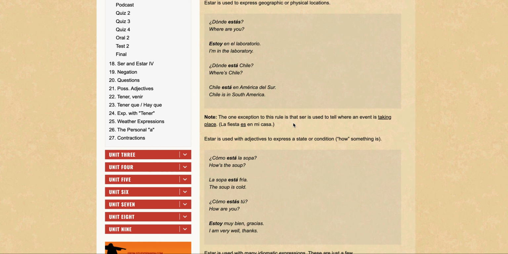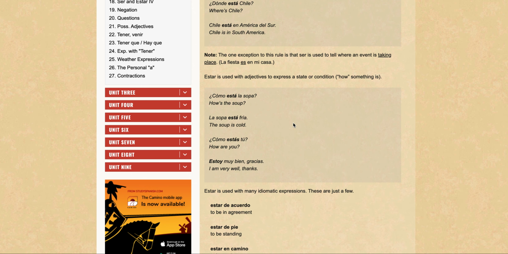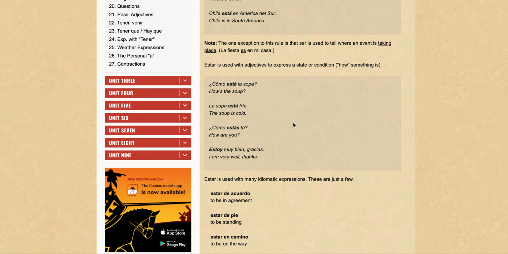Es en mi casa. All right, so now let's move on to the second scenario, situation where you can use estar, and that is with adjectives to express a state or condition. It is how something is. So for instance, ¿cómo está la sopa? How is the soup? La sopa está fría. The soup is cold, right?